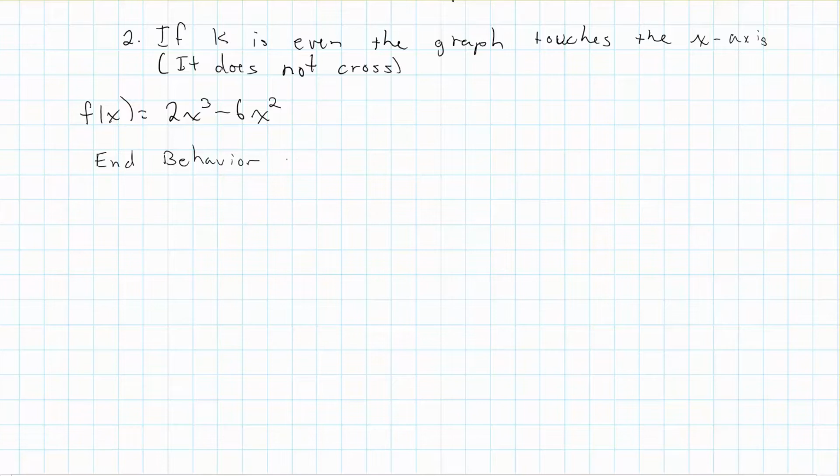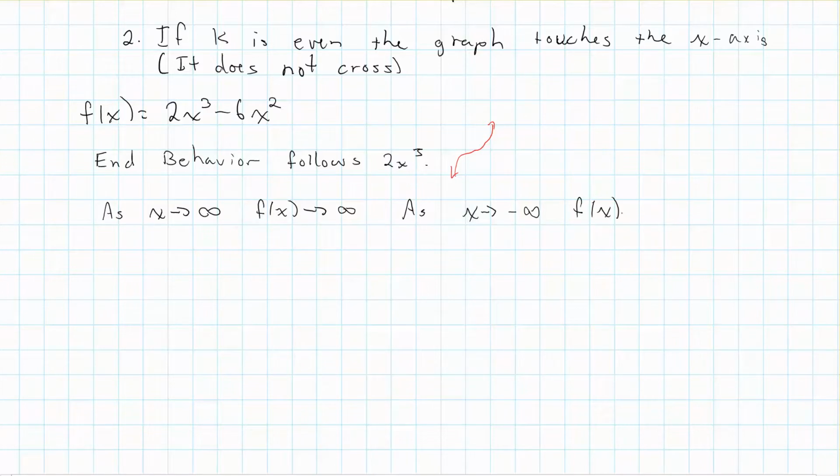So the end behavior follows 2x cubed. Remember, you can think about, well, what is 2x cubed? It's positive, and what does it look like? The a is positive, so it looks like this. So as x goes to infinity, f(x) goes to infinity, and as x goes to negative infinity, f(x) goes to negative infinity. Alright, then let's figure out some other things here.